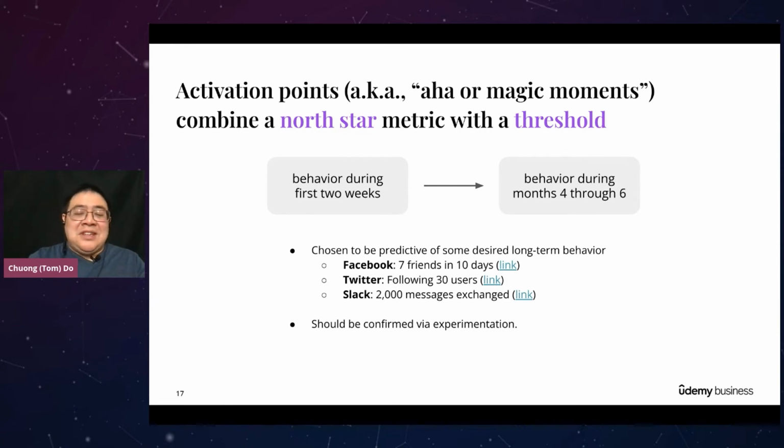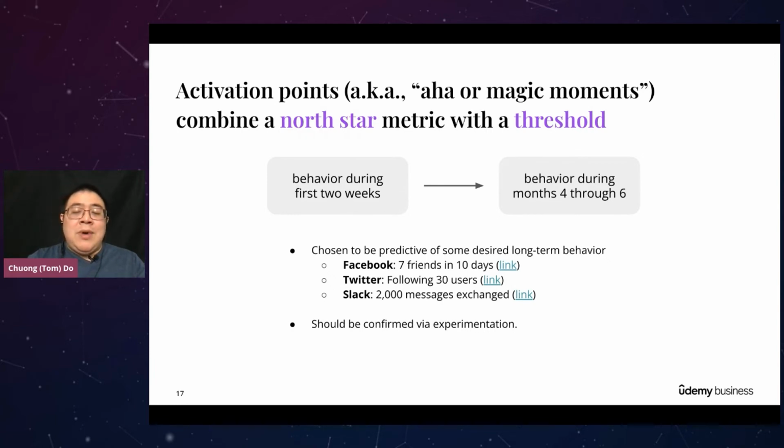So often what you'll see is people want to know, how do you know when a product becomes sticky for a user? Facebook, for example, has the popular metric 7 friends in 10 days. Once you reach 7 friends in 10 days, that really is a point where maybe users actually become super sticky and will want to stick with the business for the long term, right?